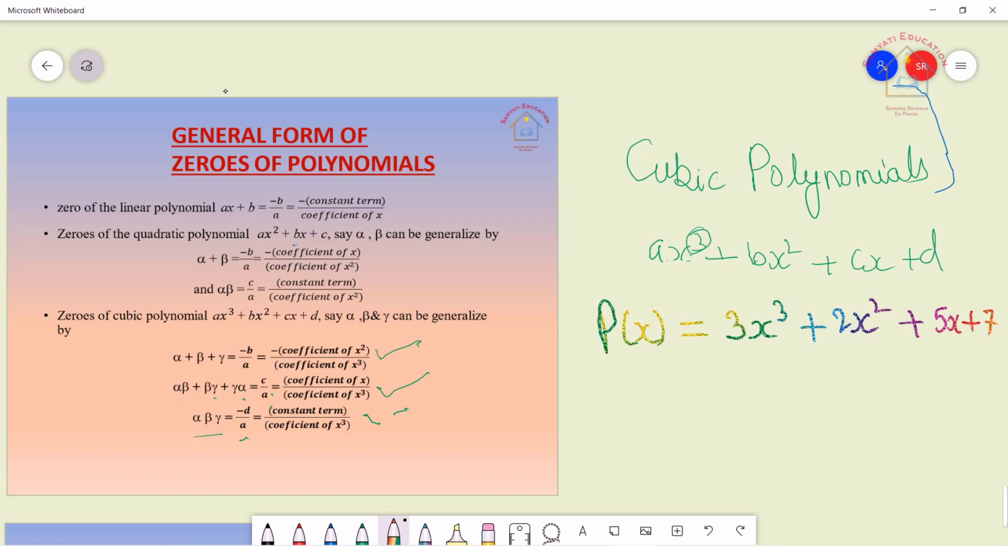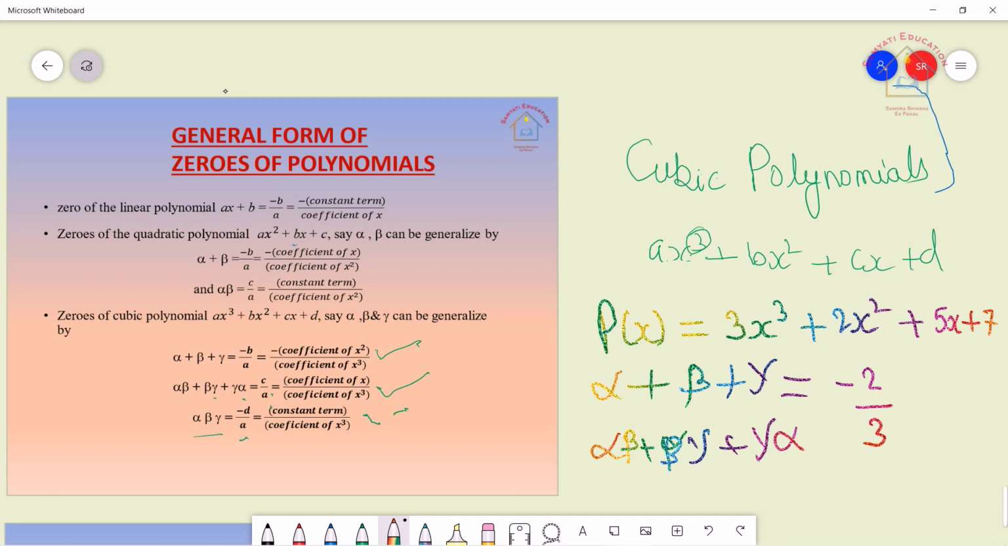Now we have to find alpha plus beta plus gamma. What is the value? It will be minus b by a, that is minus 2 upon 3. What is the value of alpha beta plus beta gamma plus gamma alpha? It will be c by a, that is 5 by 3. And what is the value of alpha beta gamma? It will be minus d by a, that is minus 7 by 3.